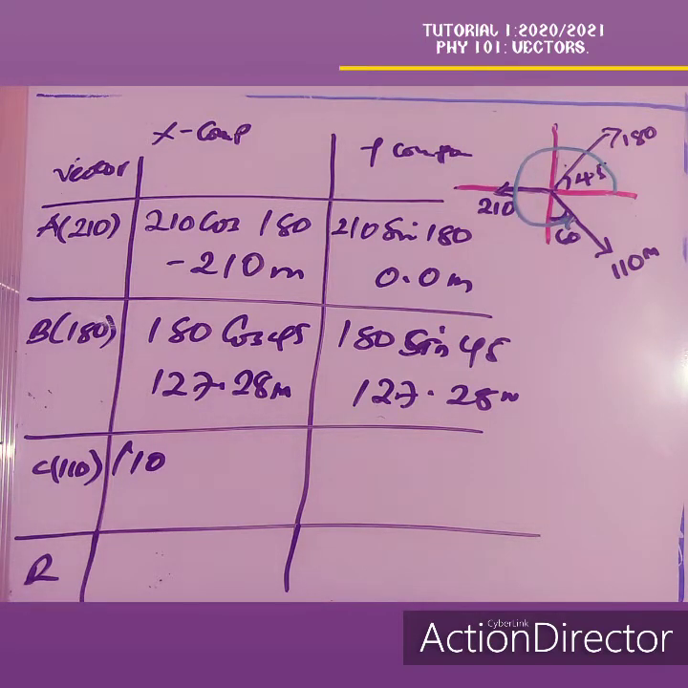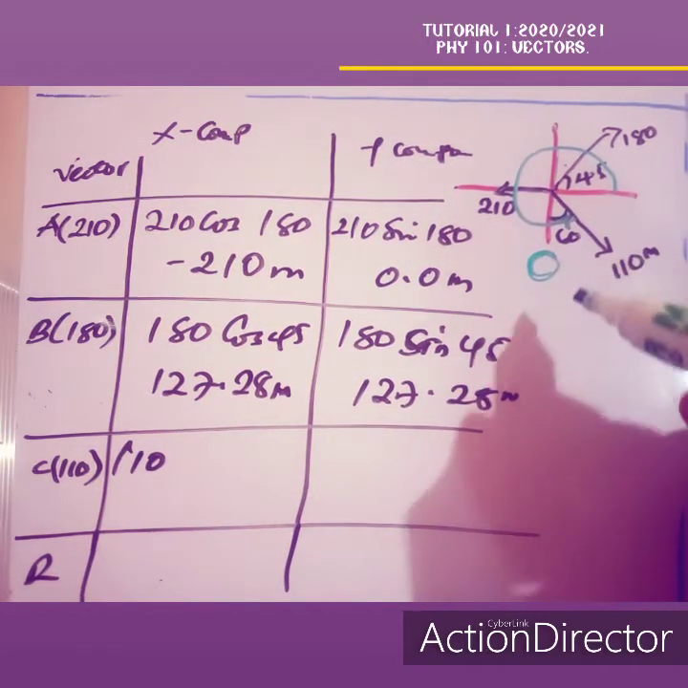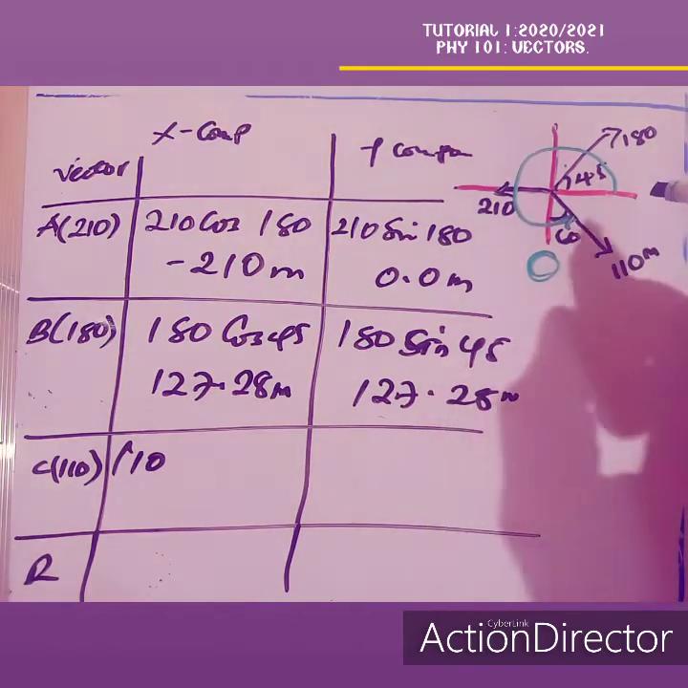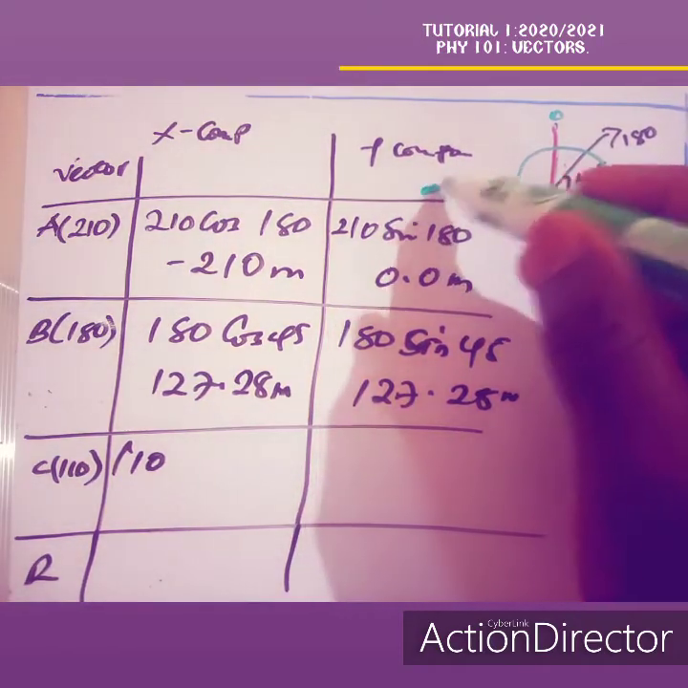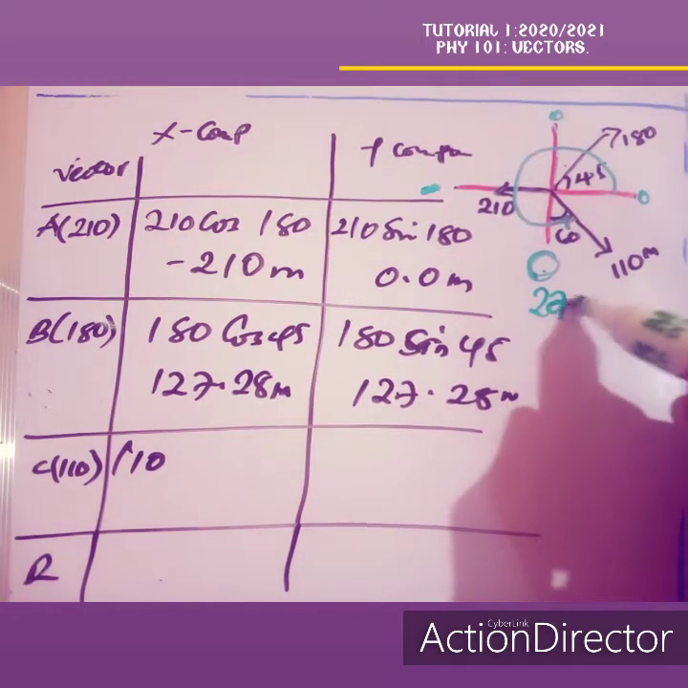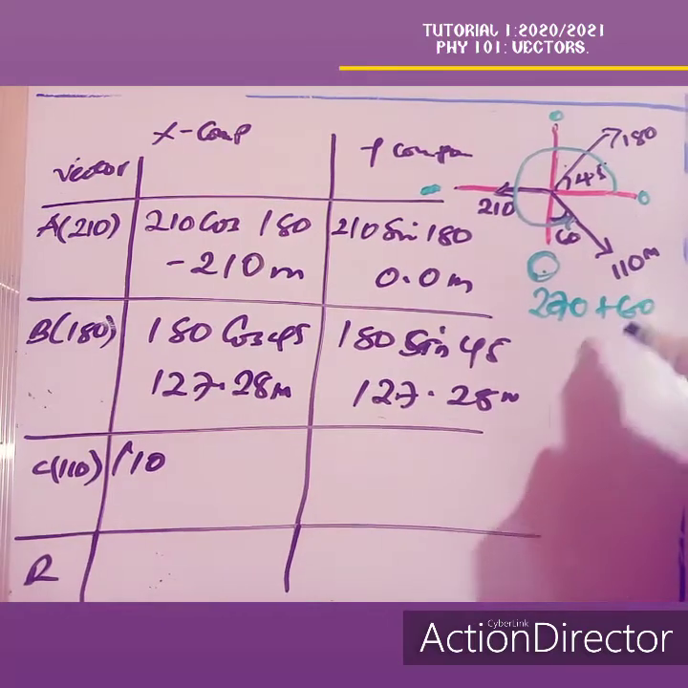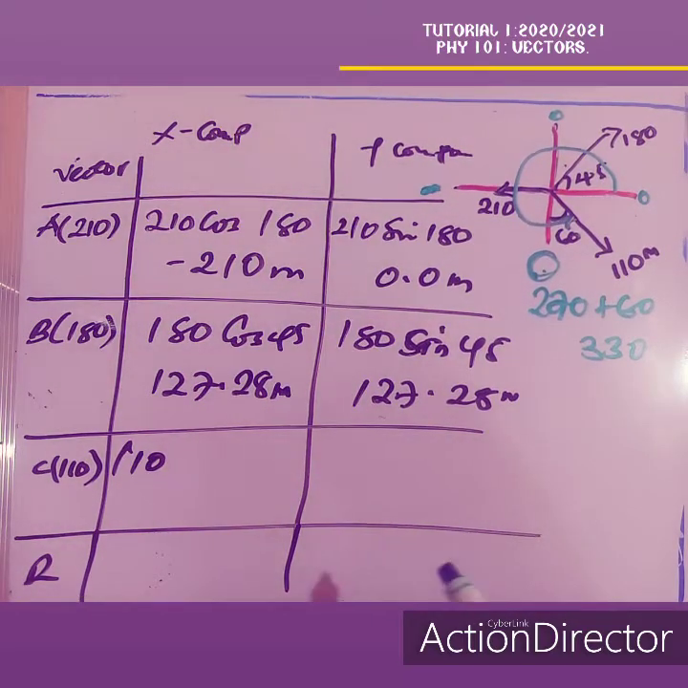So what we'll do is we'll add 270, because we know that at this juncture here the angle is 270. Here it's 0, 90, 180, 270. So we'll say 270 plus 60, that will give us 330. So that's the angle that we are going to use here.